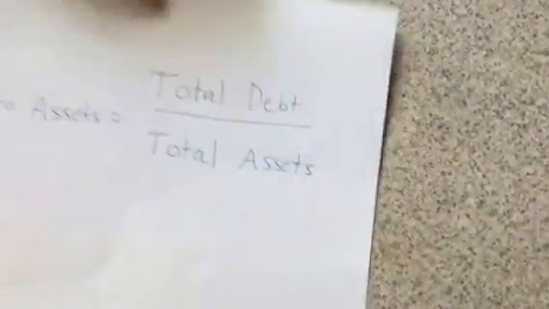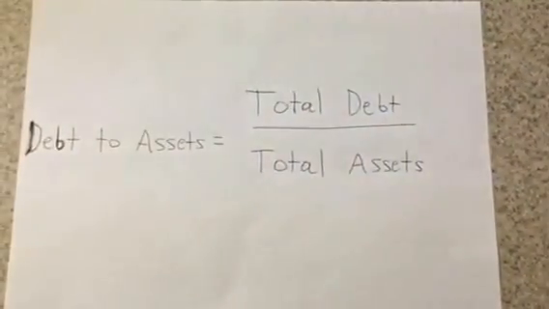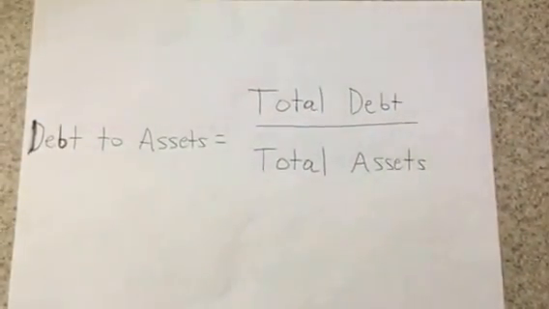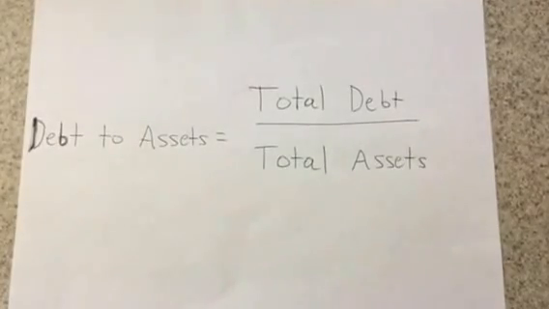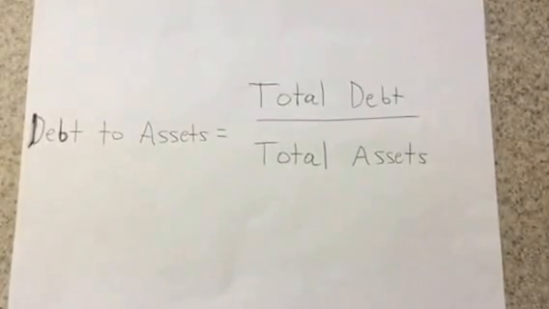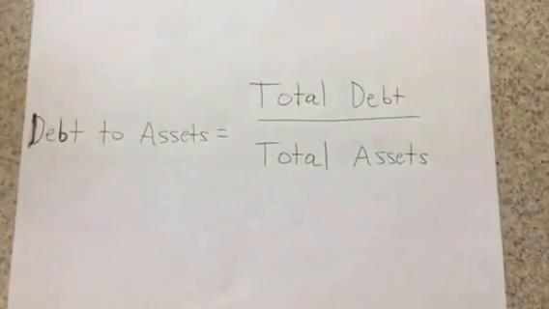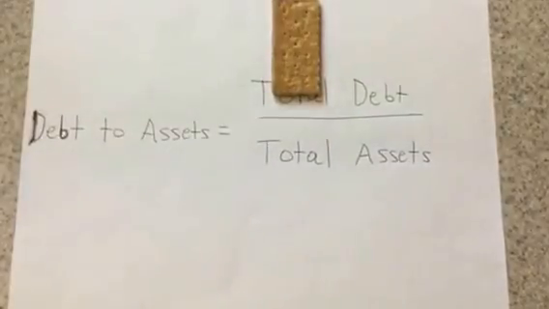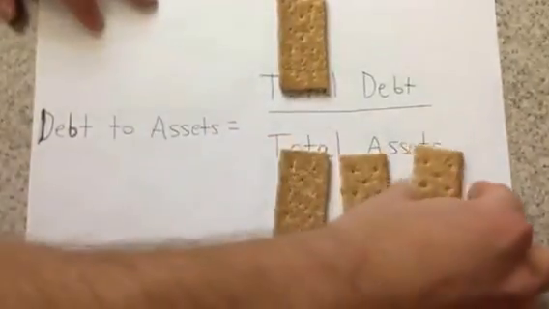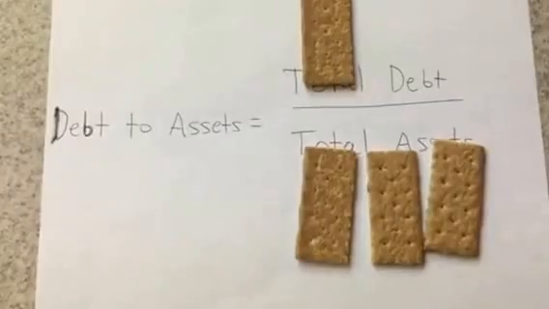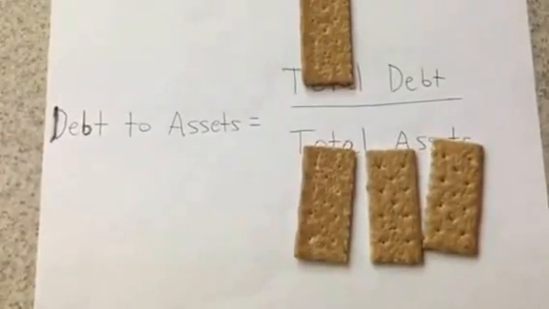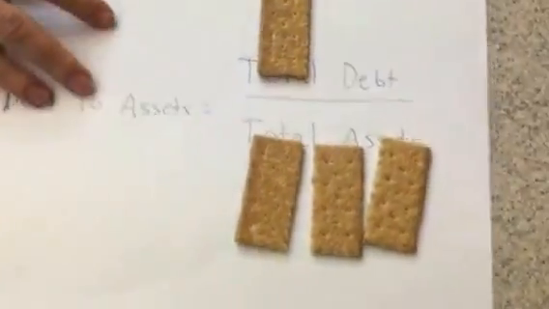The first ratio is a leverage ratio that measures total debt to total assets. Here is the equation. This ratio shows what portion of total assets were paid for with debt. Ideally, this ratio should be 0.5 or less, below the median, and with a downward trend. So now in this example, I have 1 graham cracker in total debt, but 3 graham crackers in total assets. That means the debt to assets ratio is 0.33, which is in the ideal range.